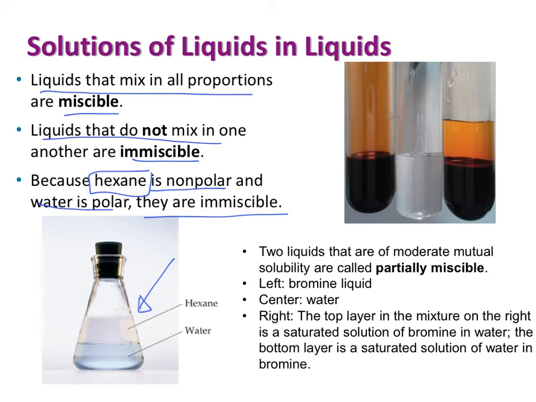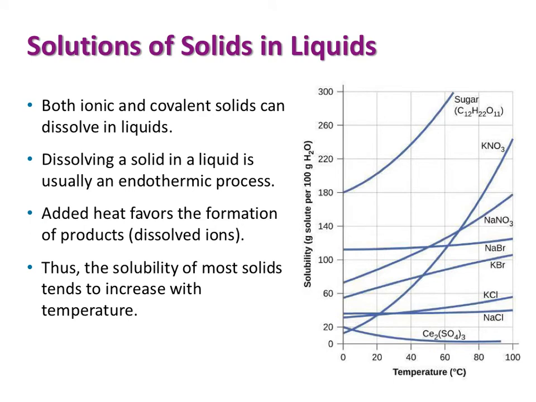But there can be partial miscibility. So here, for example, we have liquid bromine and here we have water. When you mix them, some of that bromine will dissolve into the water, but not all of it will. You see that most of it is still not dissolved into the water, but you can have partial miscibility. So finally, we have solids in liquids, solutions of solids and liquids.